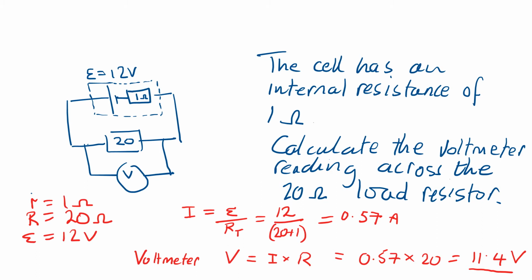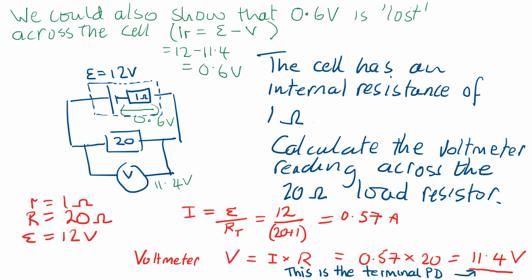So we've got an internal resistance of 1 ohm, little r. We've got a load resistance of 20 ohms, and we've got an EMF of 12 volts. So the first thing is to find the circuit current, and we find that from the EMF divided by the total resistance of the circuit. So that's 12 divided by 20 plus 1 equals 12 divided by 21, which equals 0.57 amps. The voltmeter reading will be equal to I times R, load resistance R, which is 0.57 times 20, which equals 11.4 volts.